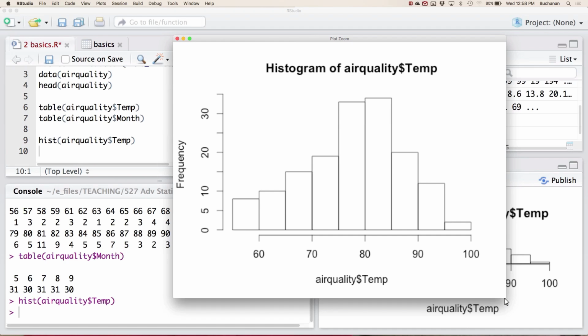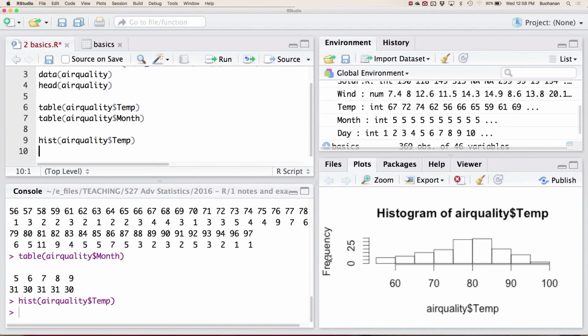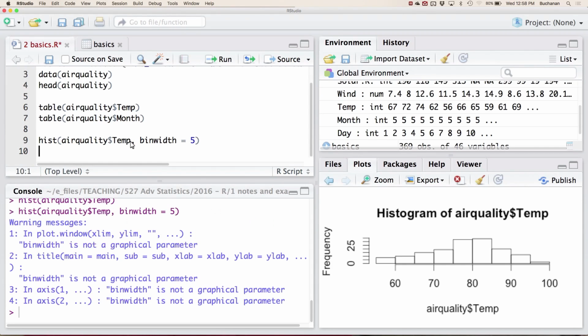But what if we didn't want the bars that big? What you can do is say comma here. So this is 2 arguments, so they both go inside the parentheses. Do bin width equals and pick a number. Let's go 5. Bin width. Did I spell it wrong? Bin width is not a bin.